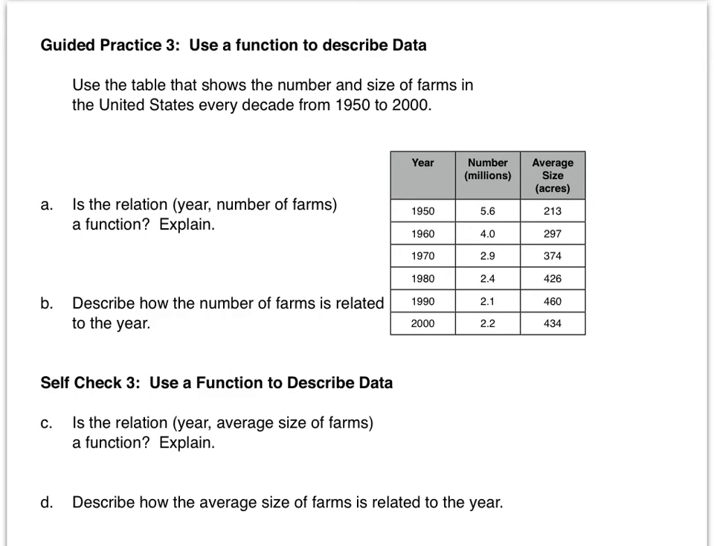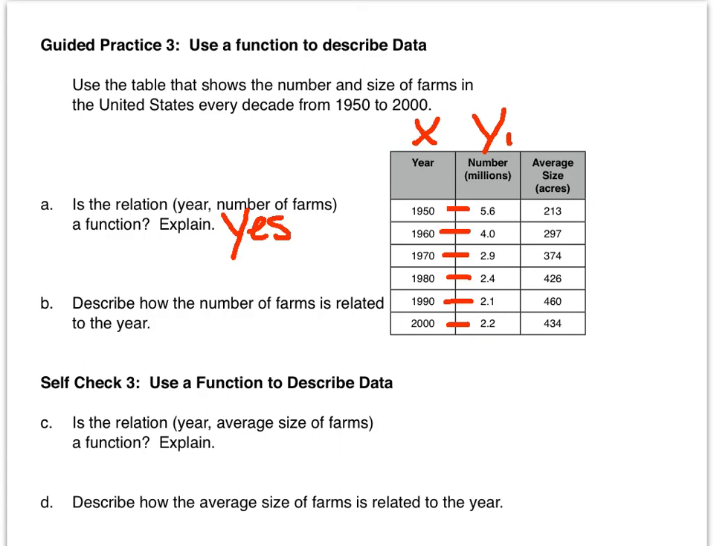So in letter A it says, is the relation year to number of farms, so that's going to be year and number of farms, this is our first domain and range, is that a function? And explain. So if I look at these two, I see 1950 is paired with one member of the range, 1960 is paired with one, 1970, 1980, 1990, and 2000. So, yes, this is a function because each year is paired with only one member of the range, or one number in the number of farms that were in the United States during those years.